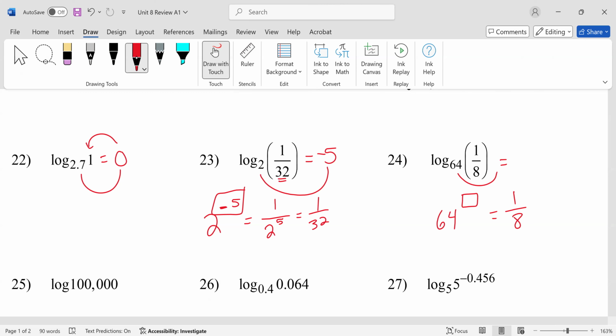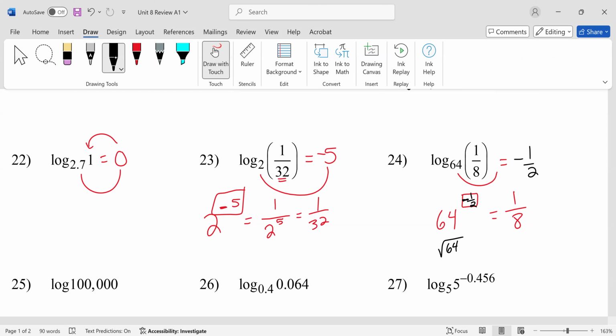Negative 1/2. Good. The answer is negative 1/2. Remember, guys, if I put a negative 1/2 here, how can I write this 1/2? Isn't that the square root of 64? That's how you get the 8. But since it's negative, it goes into the denominator.